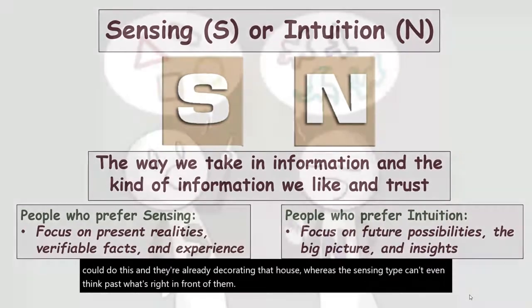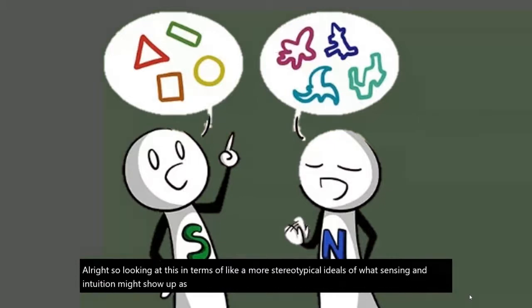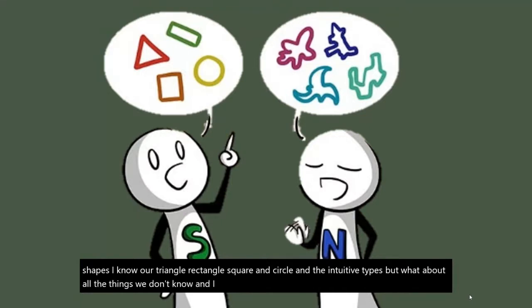All right, so looking at this in terms of more stereotypical ideals of what sensing and intuition might show up as, the sensing type likes what they know. So the sensing type is like, the shapes I know are triangle, rectangle, square, and circle. And the intuitive type is like, yeah, but what about all the things we don't know? I know this is sort of a silly way to think about it, but the intuitive type is not limited by what is already known. They are intrigued by the things they don't know yet.